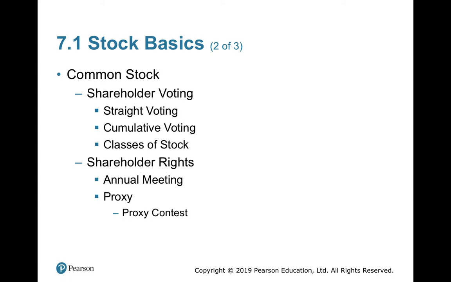The founder of Nike is Phil Knight. He holds all the class A category stock. So the founder of Nike, Phil Knight, holds all the class A stocks, and the general public holds the class B stock.